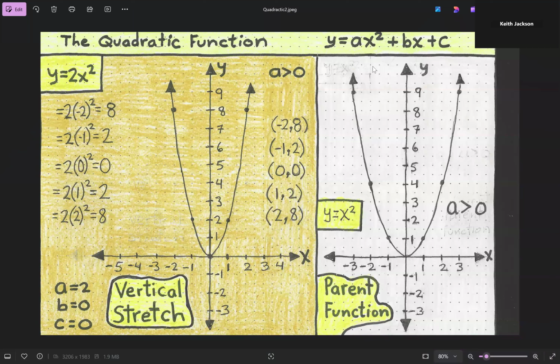Right now, you're looking at the second video in a series of many videos dealing with the quadratic function. What we're going to do is relate the vertical stretch to the parent function that you see right here. And if you recall, the quadratic function is y = ax² + bx + c. In this case, we're going to look at the parent function, noticing that a has to be greater than 0, but in the parent function, a is actually 1. All right, and so here's how it works.